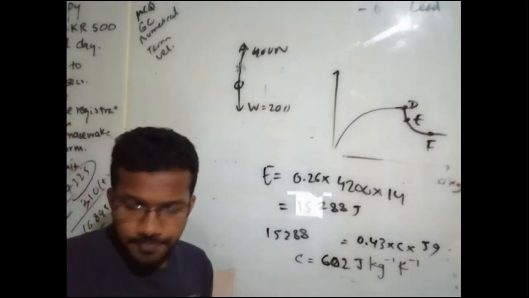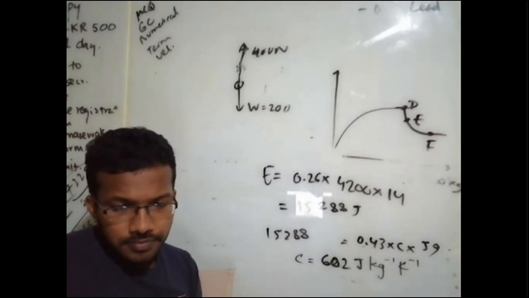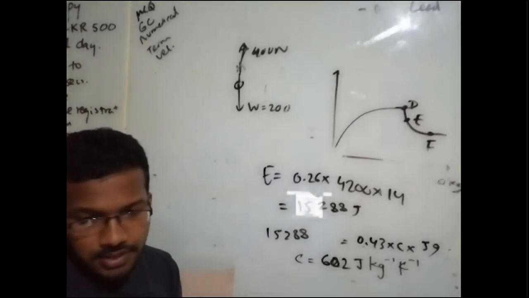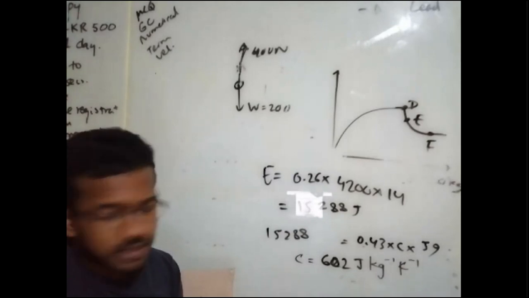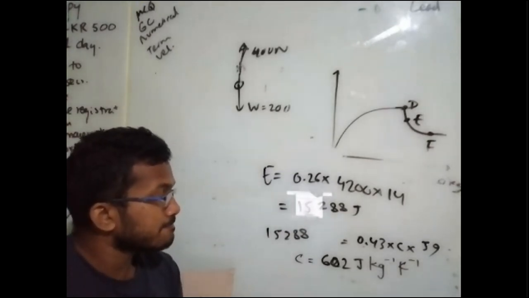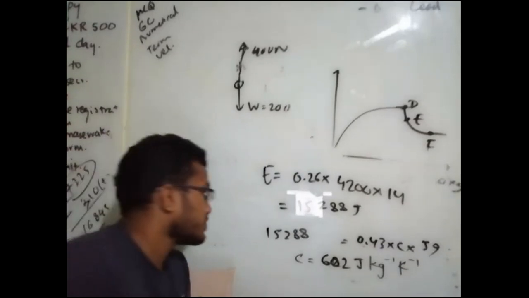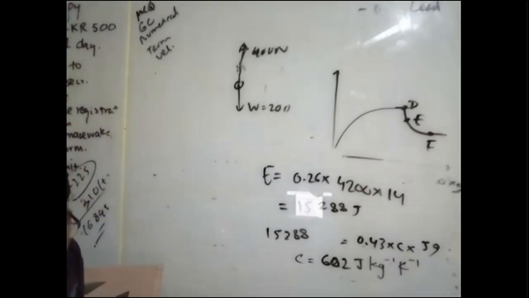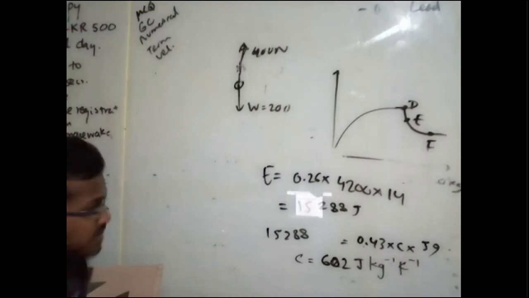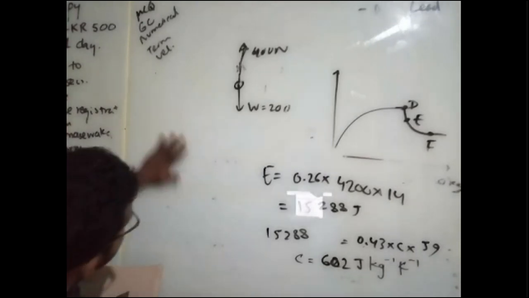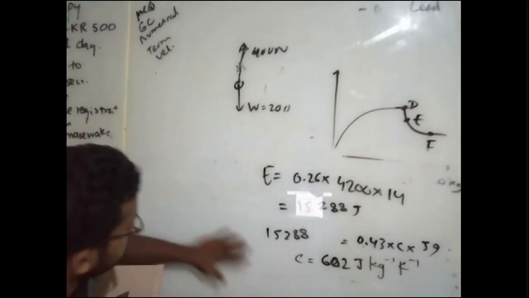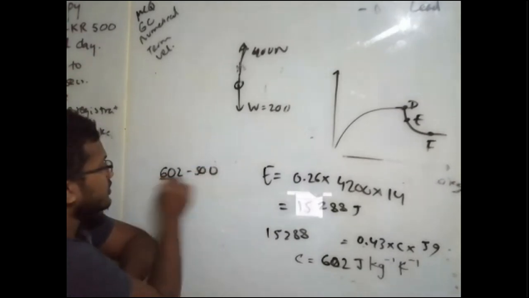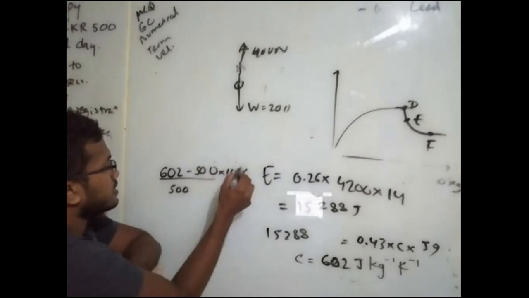Okay, let's look at the next question. The accepted value for the specific heat capacity of stainless steel is 500. Compare this with the value you have calculated and explain the difference. So how do you compare? Well, if we calculate a percentage difference, that might be the easiest way to do that. So we can put 602 minus 500 over the standard value times 100.